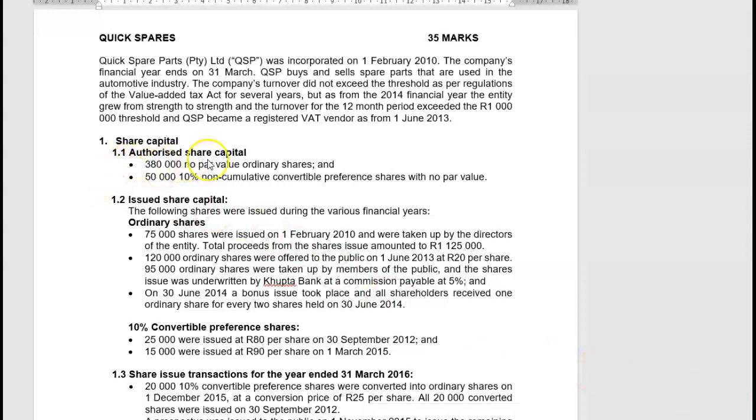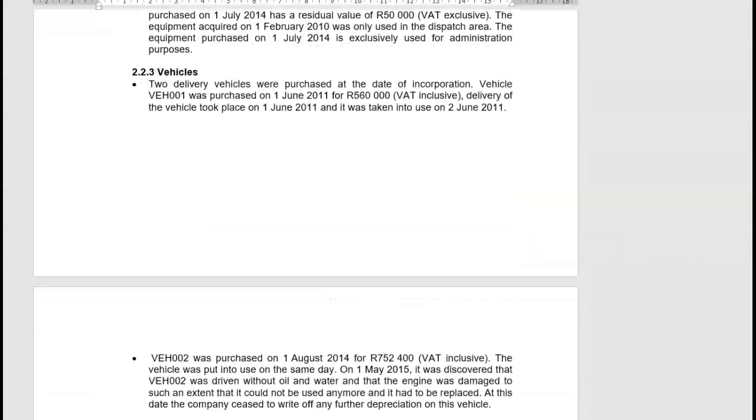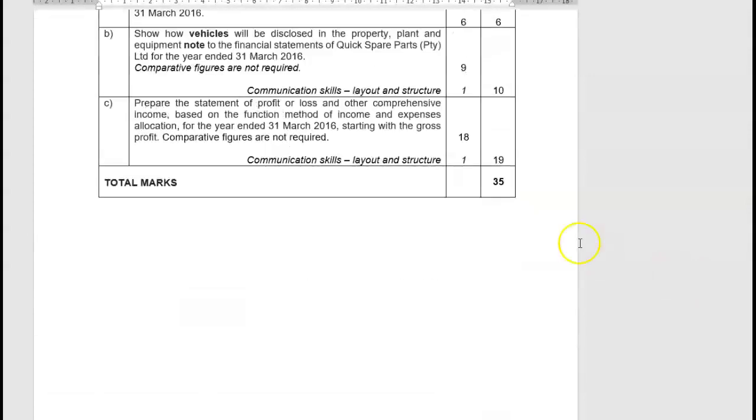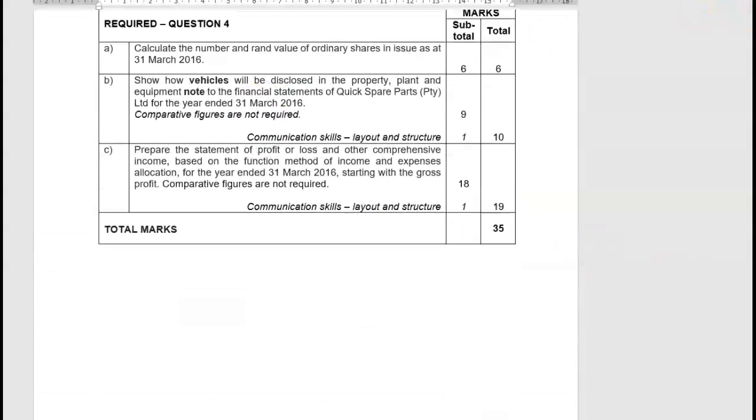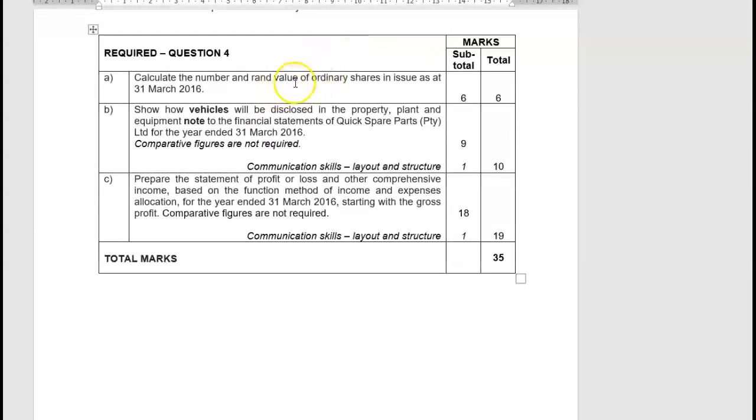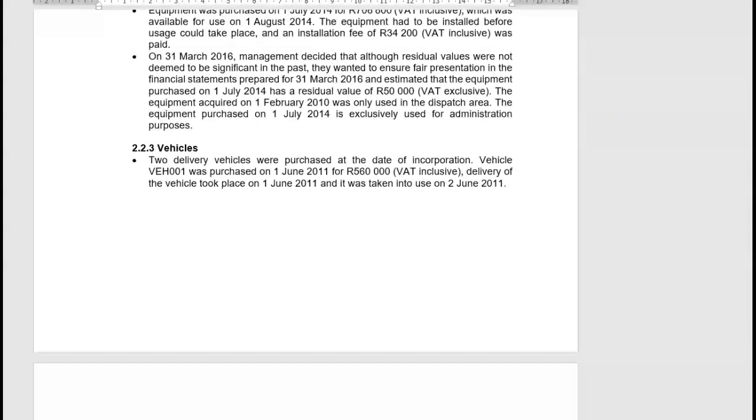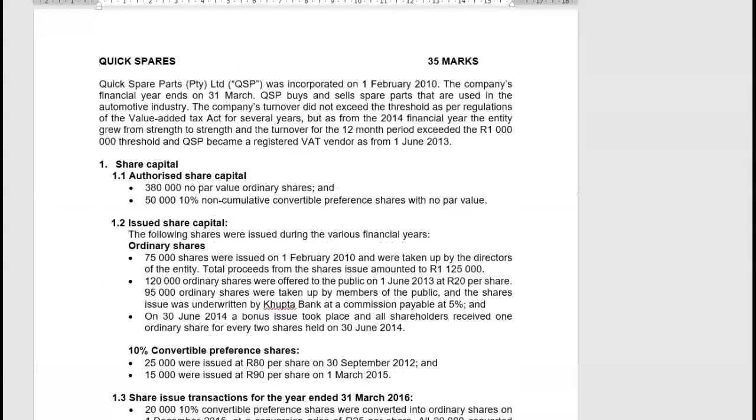Okay, share capital. Authorized share capital: 380,000 no par value ordinary shares and 50,000 10% non-cumulative convertible preference shares with no par value. The part of the question that I'm going to do is only the A part, which wants you to calculate the number and the rand value of ordinary shares in issue as at 31 March. Guys, the B and C parts of the question are a very good exercise in preparation for tests and exams.